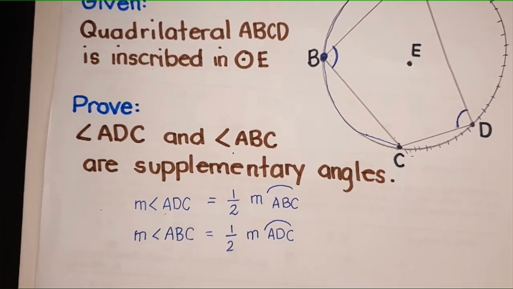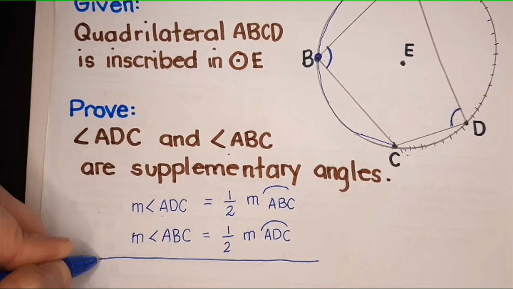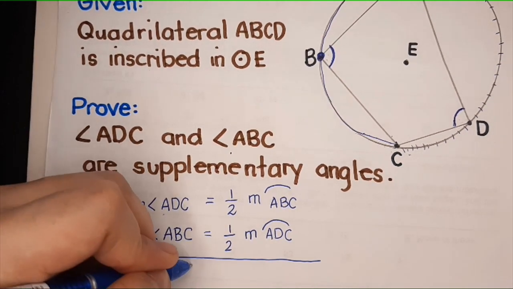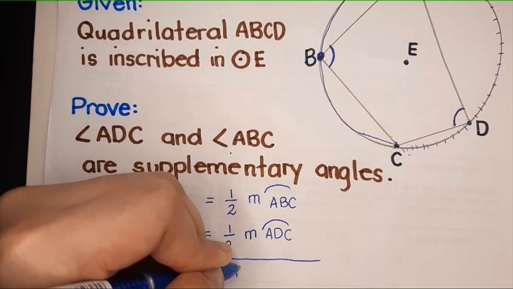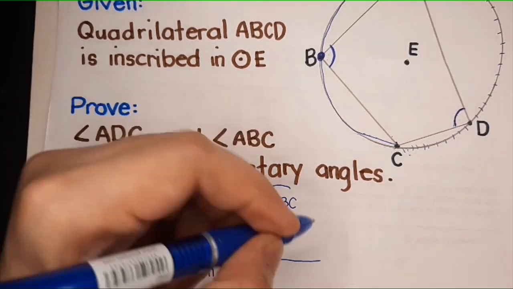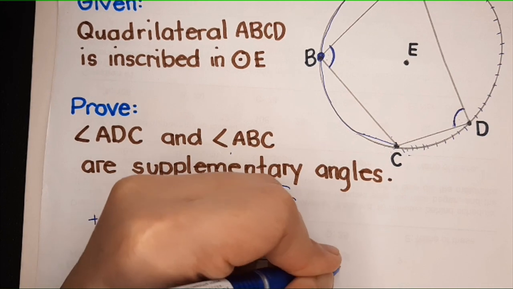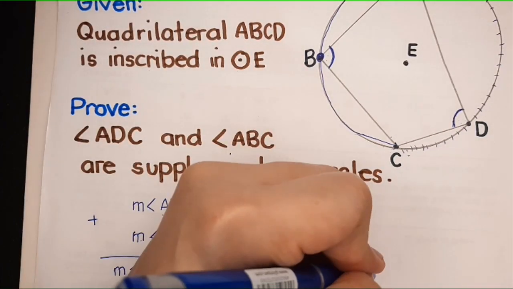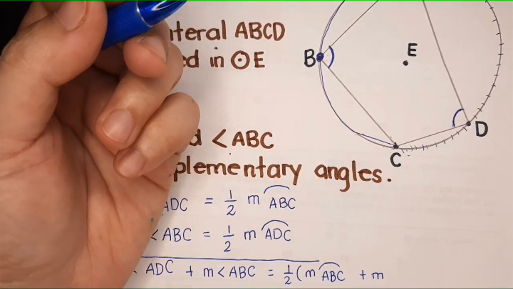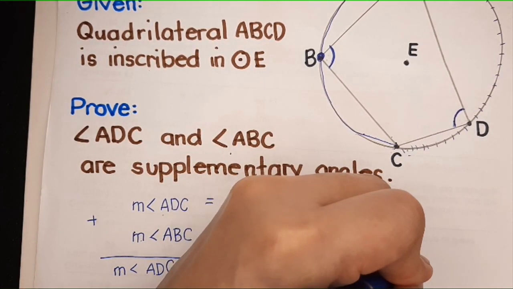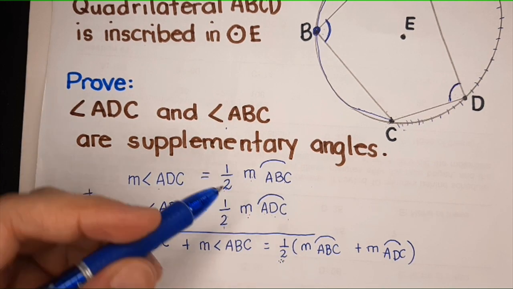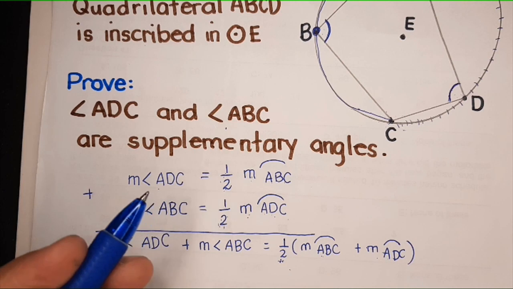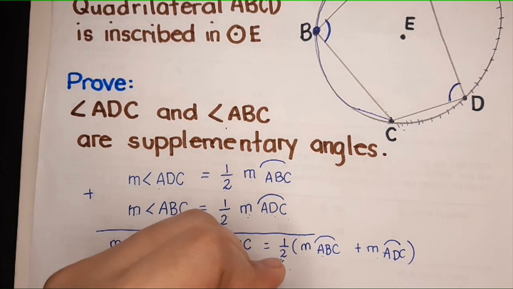So, now, I'm going to add them. So, it's like measure of angle ADC, right? Plus the measure of angle ABC is equal to, so you add these two, 1/2 the measure of arc ABC plus the measure of arc ADC. I factored out 1/2 here. Kasi if you add these two, meron silang parehong 1/2, so nilabas ko lang. So that's why I have this. So, if we continue, so we have 1/2 here.